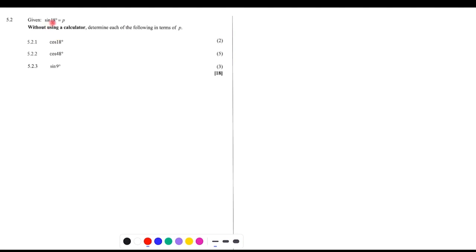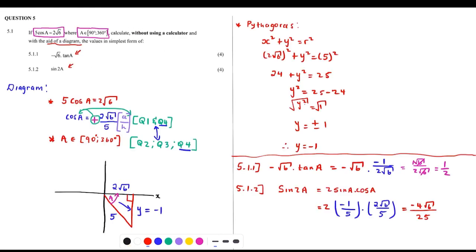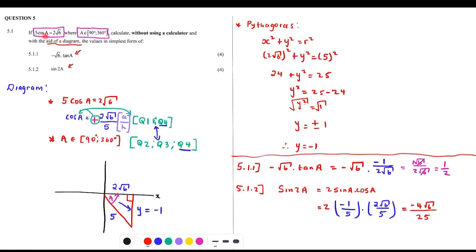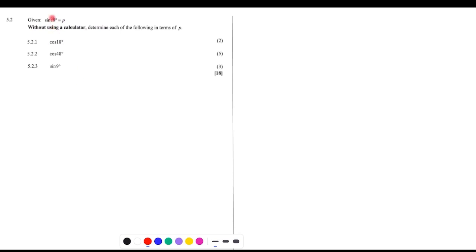sine 18 is equal to p, right? This is also the same as the previous one, but the difference is that in this one we have an angle but we don't have a side. If you remember, in the previous one we didn't have an angle, but we were told the actual values of the sides. In this one we are told an actual angle, but we're not told the side. First things first, the question says without using a calculator we need to determine the following questions in terms of p.